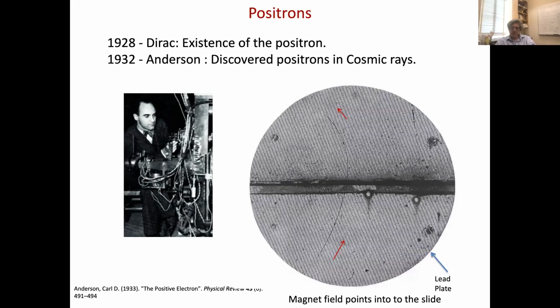So here is a lead plate, and the lead plate has a magnetic field, and you can see a line, which I'm about to show you in red. You see that line in red? That line in red corresponds to the path of a particle. It was a little harder to see, so I put it in red, overlaid it. And the bending direction is that of a positive charge. The bending radius is that of an electron. And from that, he concluded he had discovered the positron. So he discovered them in nature in cosmic rays, predicted but never previously discovered.